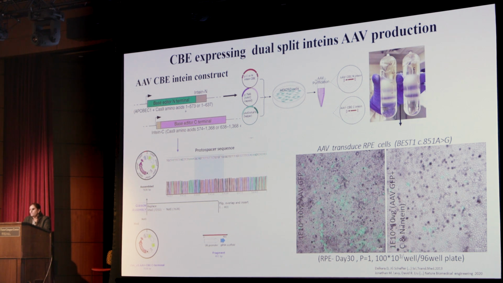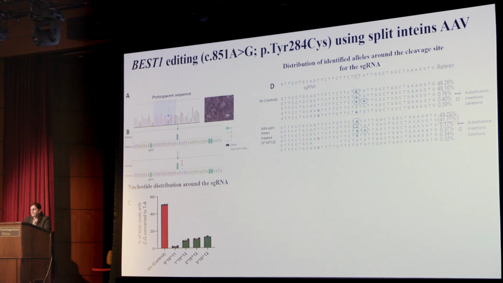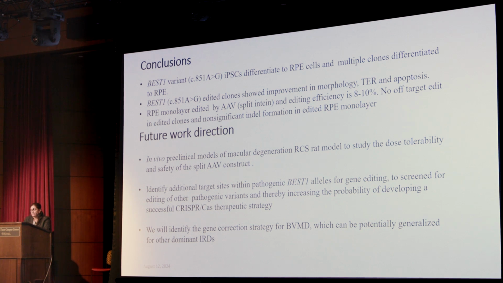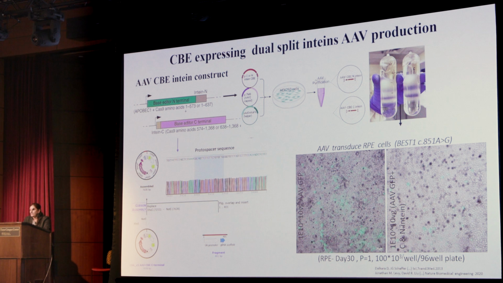Before going for the further editing, we first tested the transduction efficiency of this virus construct, and we see that this is able to transduce the RPE cells. At the same time, we also produced the AAV which expresses the GFP.